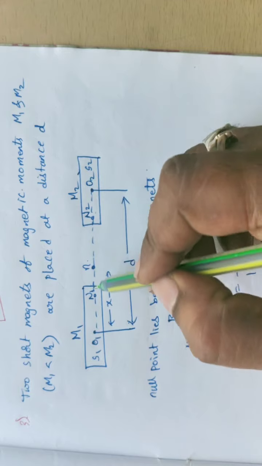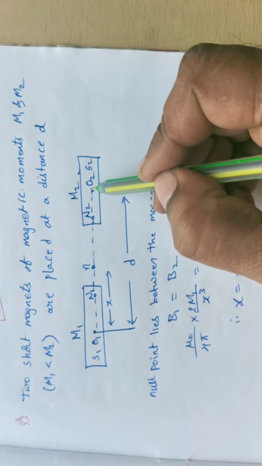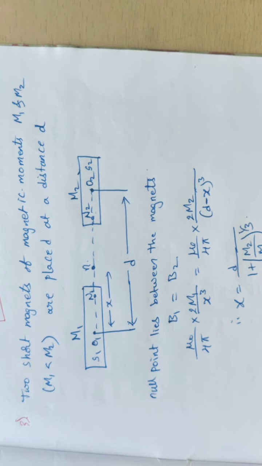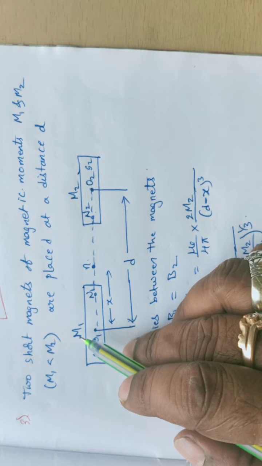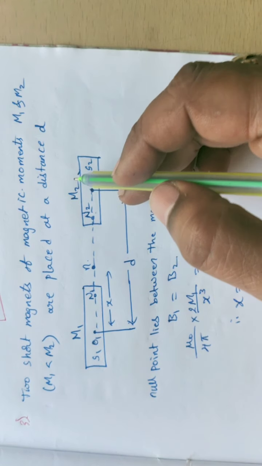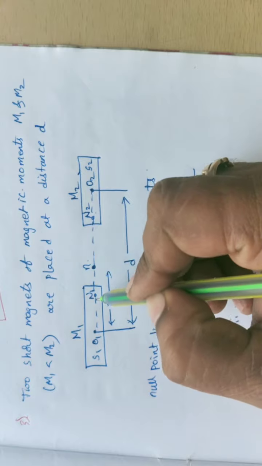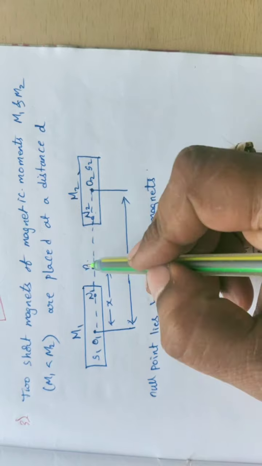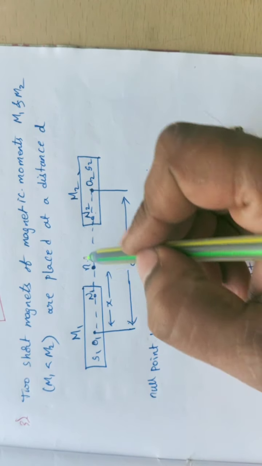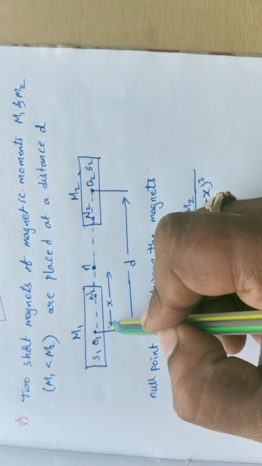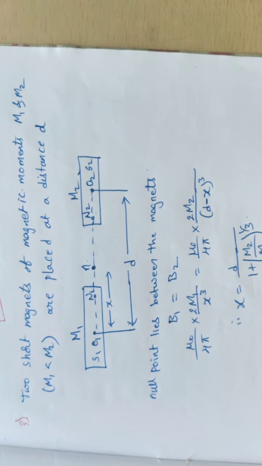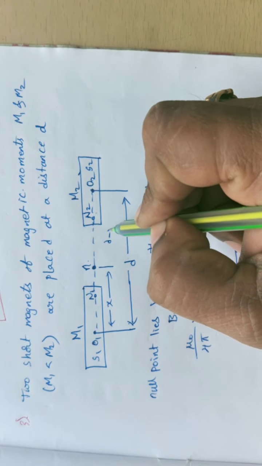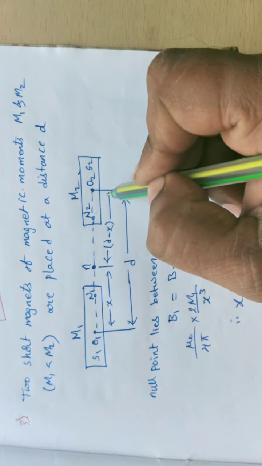These two are separated like this, and the distance between the centers of the magnets is d. The first magnet has magnetic moment m1 and the second has m2. Suppose in this condition a null point exists in between these two magnets; here I represent the null point with a small n. This small n is at distance x from the center of the first magnet, and for the second one we take d minus x only. Like this we may represent it.